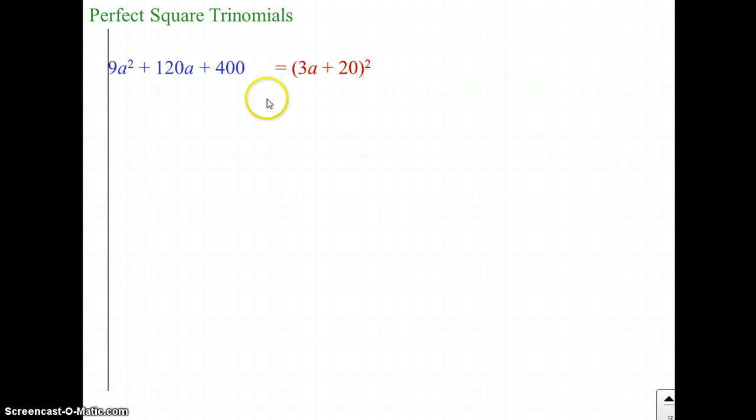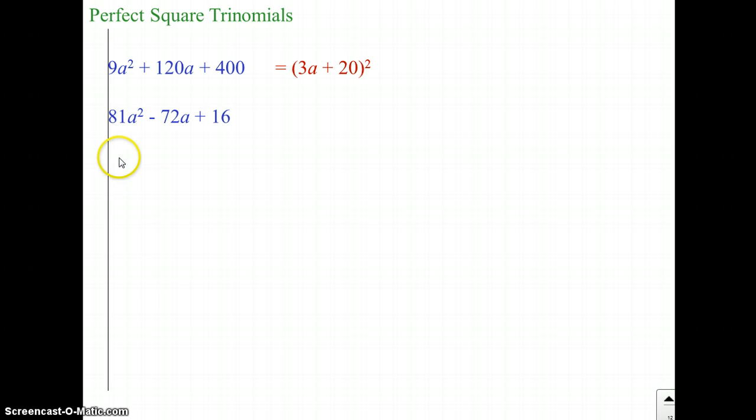So the square root of the first term, 3a, the square root of the last term is 20. If I multiply these two terms together and double it, I should get the middle term. If that holds true, then it's a perfect square trinomial, and I can factor it as a binomial squared.